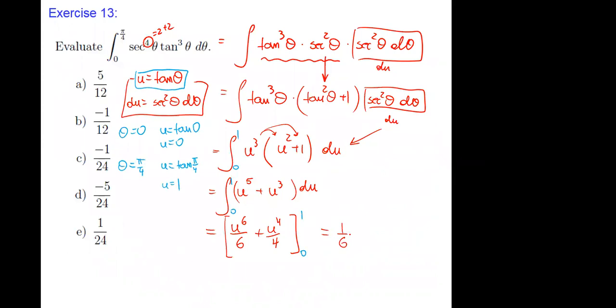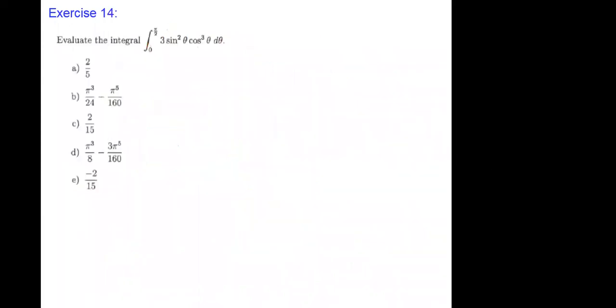Substituting 1, I have 1 over 6 plus 1 over 4. Substituting 0 is simply 0. Okay, 12 is the common denominator. That means 2 plus 3, which is 5 over 12. Again, option A. Don't worry if we know what to do. We know the process. Okay, and I do have one more, but I can leave it maybe for you to practice.